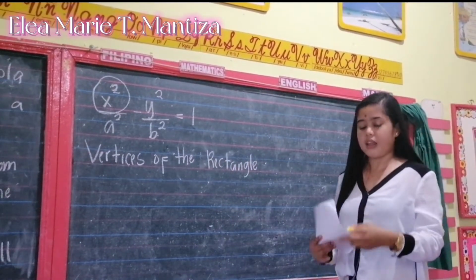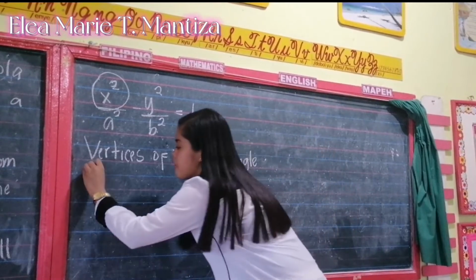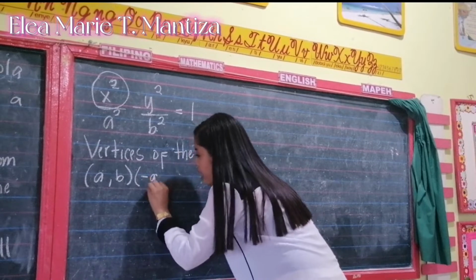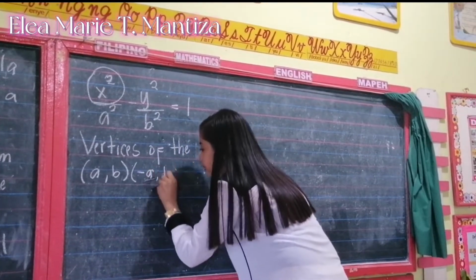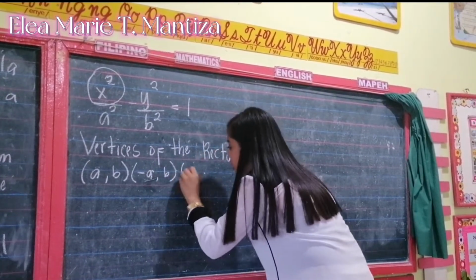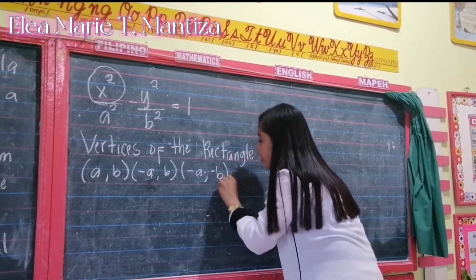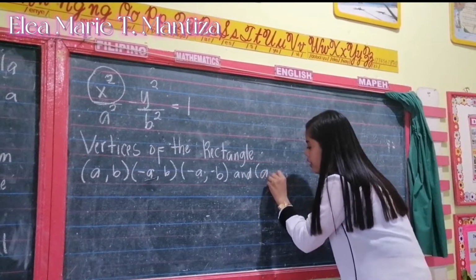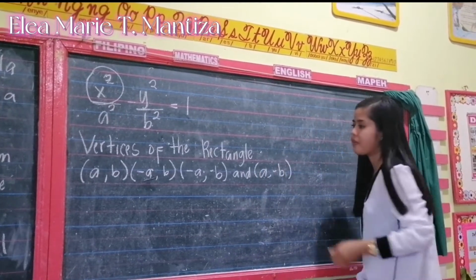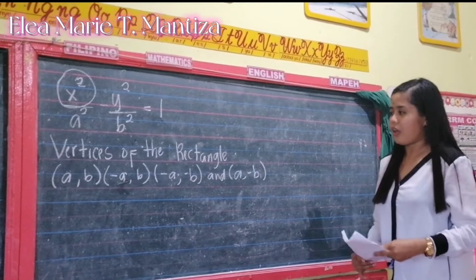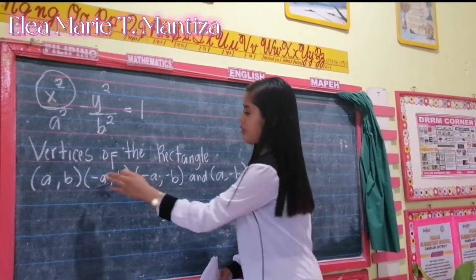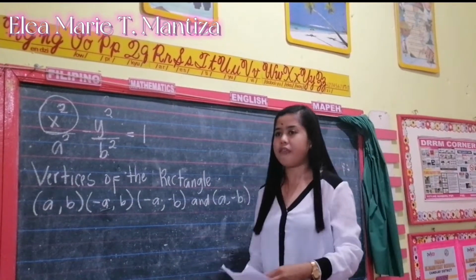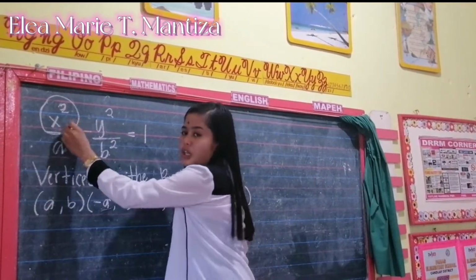And these will be the coordinates: a, b; negative a, b; negative a, negative b; and a, negative b. These vertices of the rectangle are applicable if this equation is used.